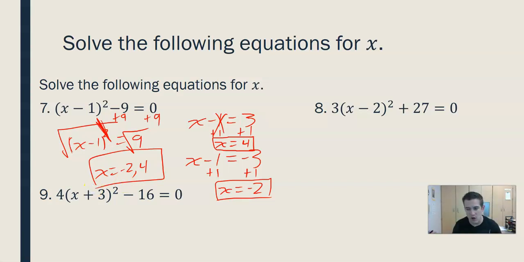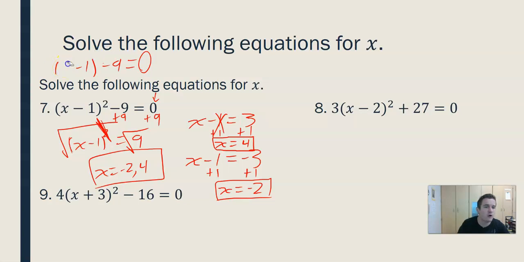Let's double check that we're not crazy. Let's plug those back in. So if I do negative 2 minus 1 squared minus 9, what do I get? Well, negative 2 minus 1, that's negative 3. Negative 3 squared, negative 3 times negative 3 is 9. Minus 9 is 0. Perfect. Golden. Love it.